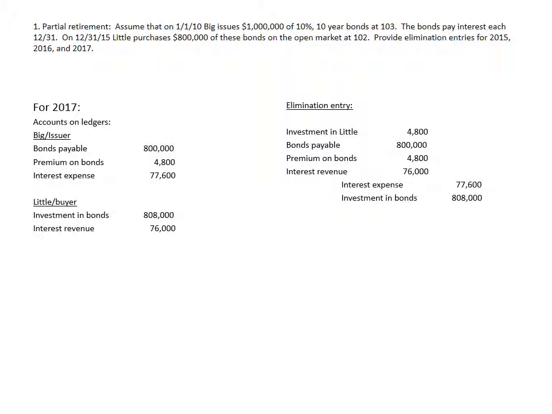So for the elimination entry, just as before, we eliminate those 5 accounts for Big and Little's books, and we carry forward the $4,800 remaining realized but unrecognized loss on sale. Under the equity method, again, we've got a net $1,600 credit to the income statement in the elimination entry, which means we have a $1,600 credit to investment income.